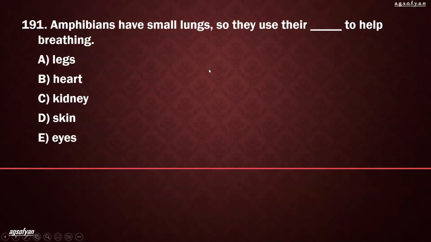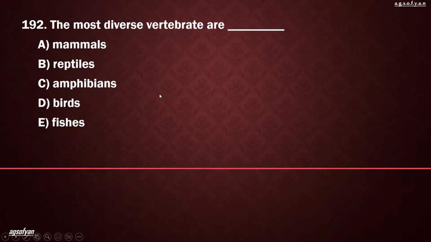Amphibians have small lungs, so they use their lungs to help breathing. They actually have the ability to take oxygen through their skin. So amphibians use skin for helping their breathing. The most diverse vertebrate is actually fish. There are so many types of fishes. So that's the most diverse vertebrate.